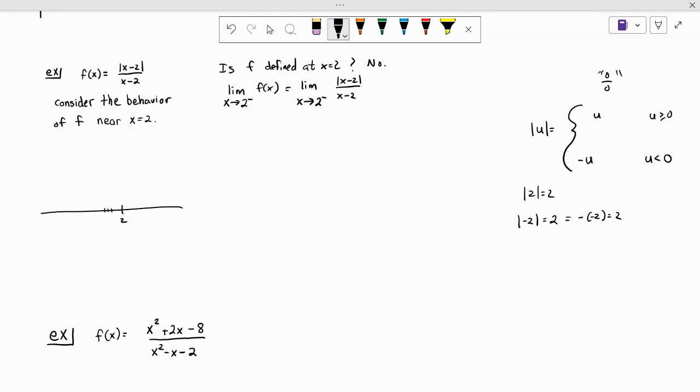So can I ask you, the absolute value of x minus 2 would be x minus 2 for which values of x? What would have to be true about x for us to say that the absolute value of x minus 2 is the same as x minus 2?